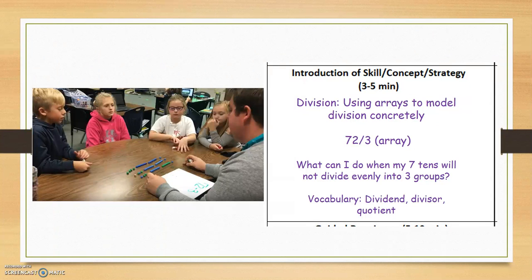Next, he went into that introduction of the skill or the concept or the strategy. This is his instruction time. Remember that this was the group that was going to be doing division using models, so they were going to use arrays today to model concretely. He had the problem 72 divided by 3 using an array, and some questions he put for himself. What can I do when my 7 tens will not divide evenly into 3 groups? And a note there to include some instruction on vocabulary of dividend, divisor, and quotient. So he is choosing to do instruction today directly from him. He is doing the problem, he is modeling, and the students are then watching and listening to that instruction.